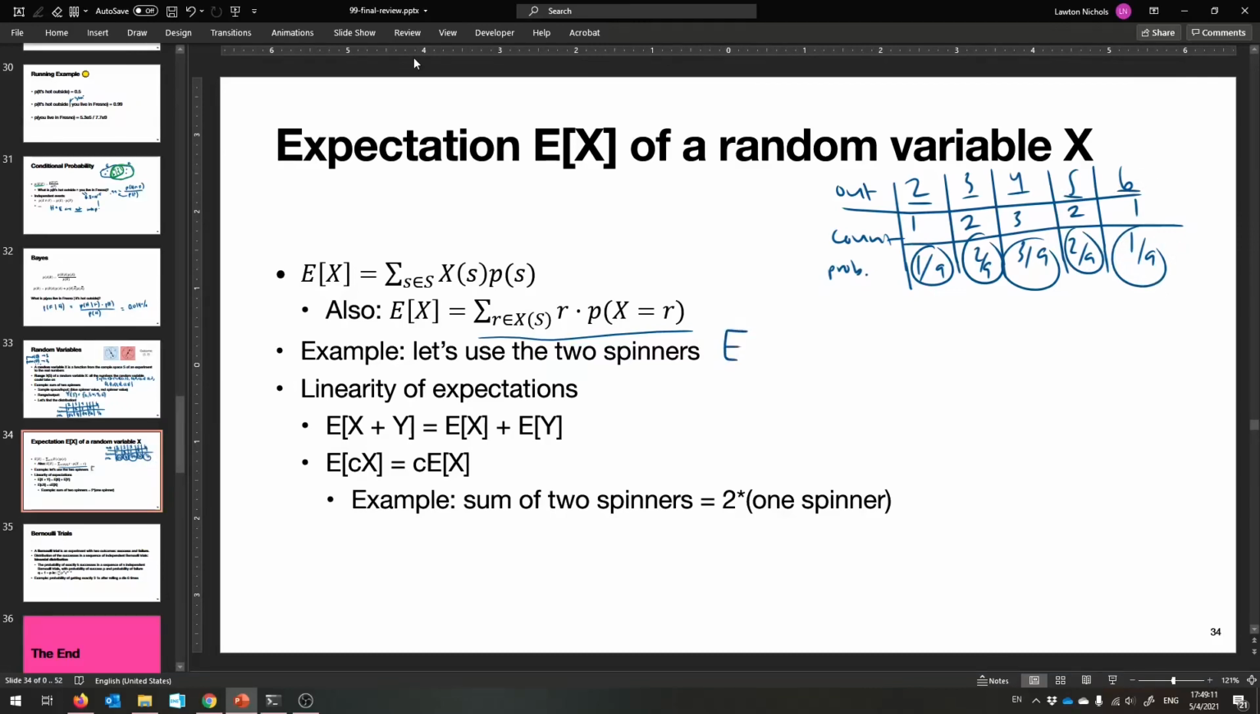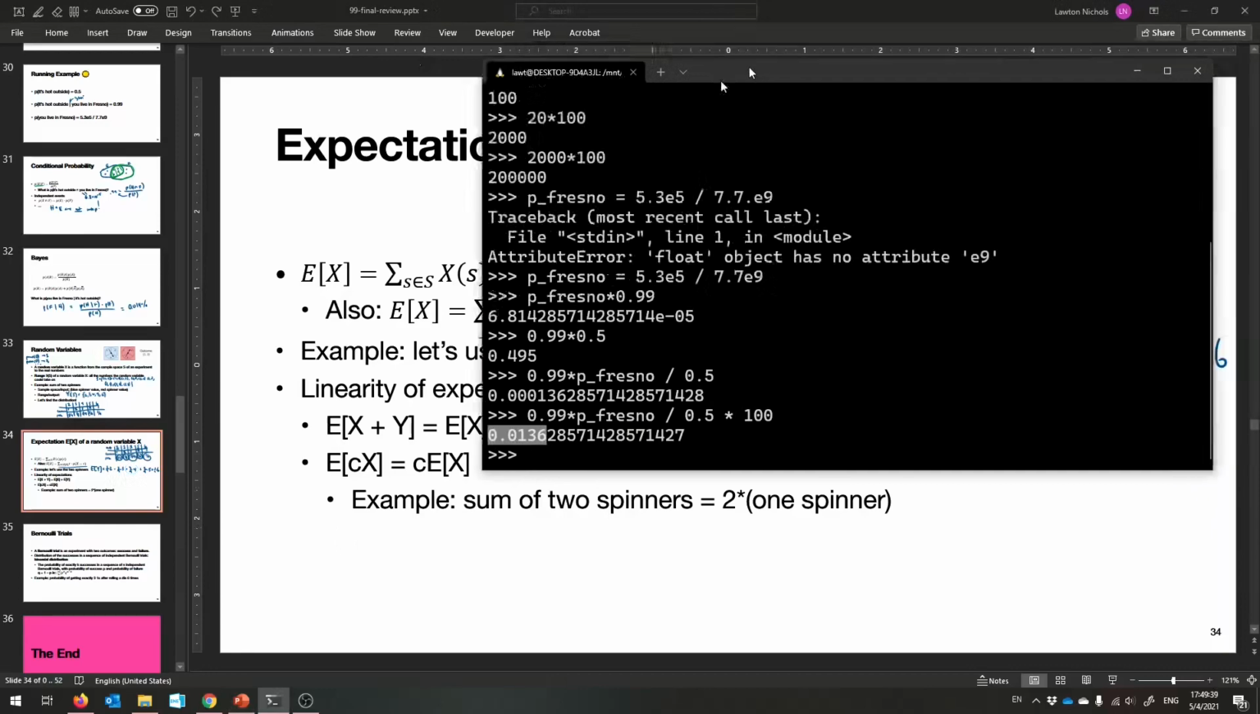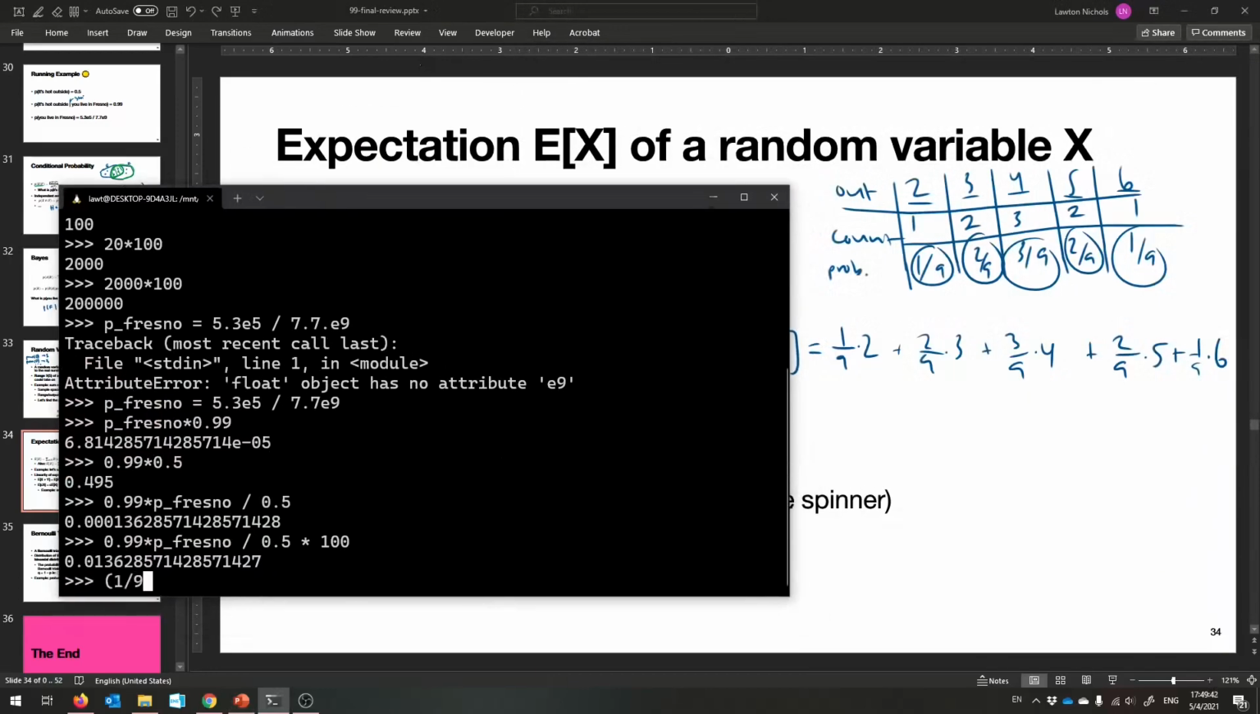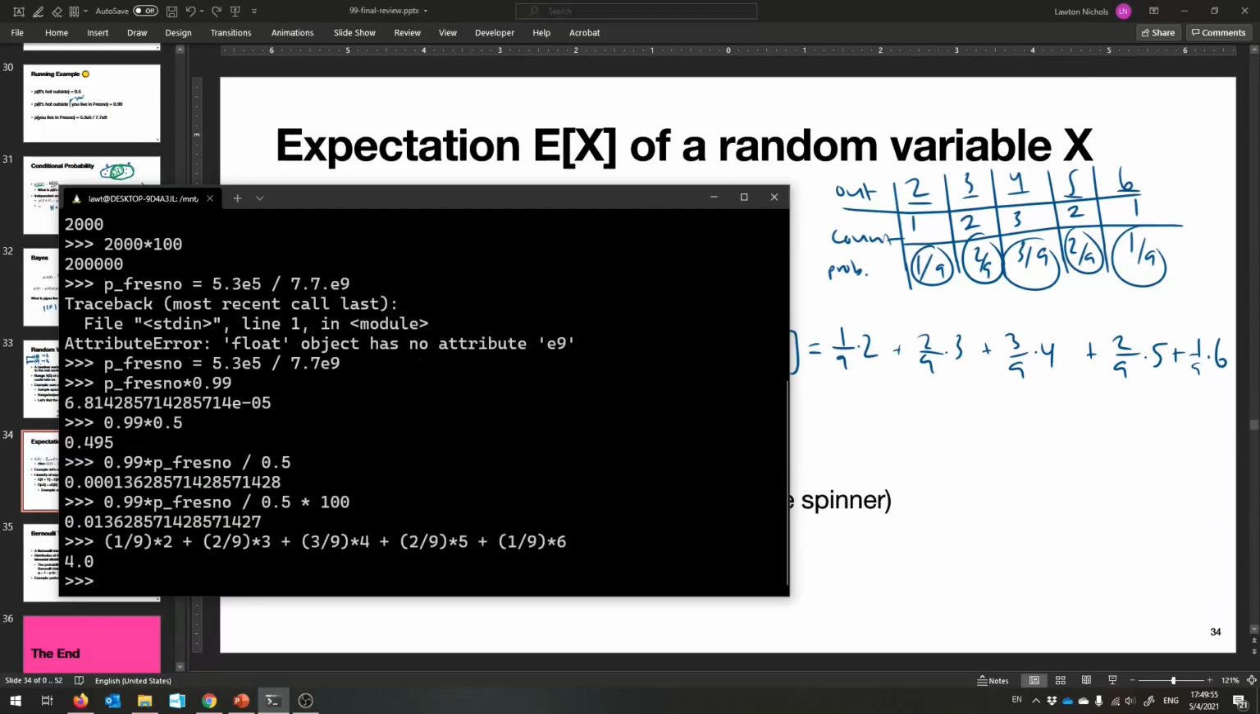E of y, our random variable is called y, right? It equals 1/9 times 2 plus 2/9 times 3 plus, let's see, 3/9 times 4 plus 2/9 times 5 plus 1/9 times 6. And because it's symmetric, I'm pretty sure that answer was 4, right? But we can confirm that. Plus 3/9 times 4 plus 2/9 times 5 plus 1/9 times 6. Yeah, it was 4. Okay.